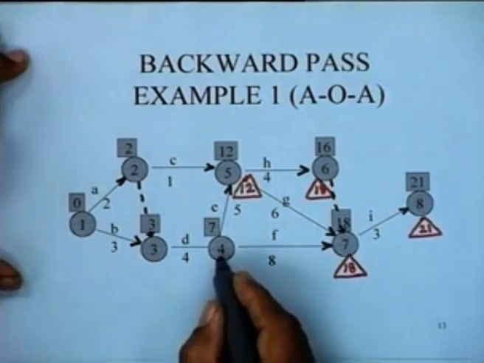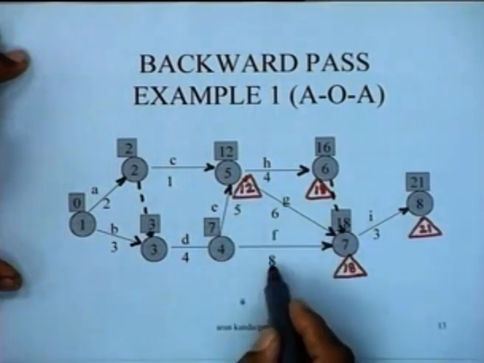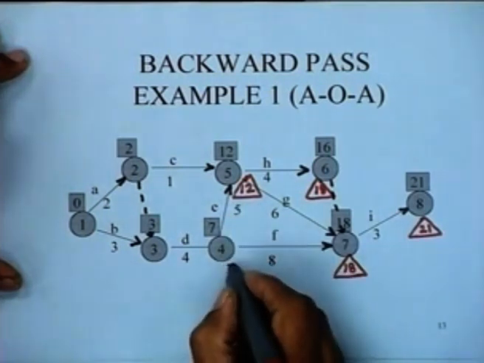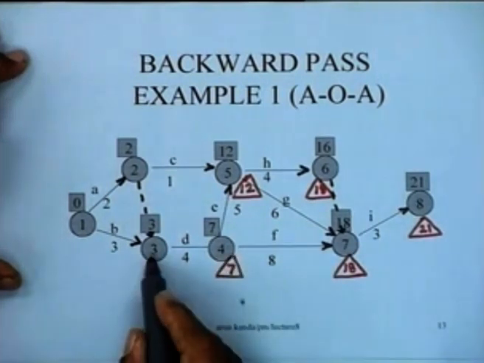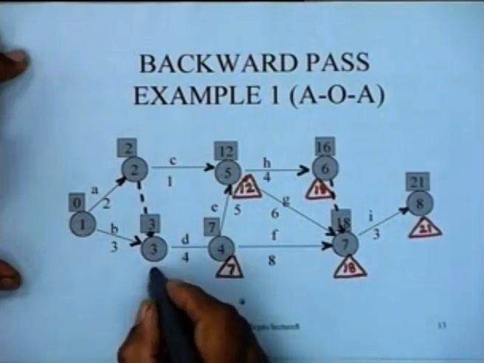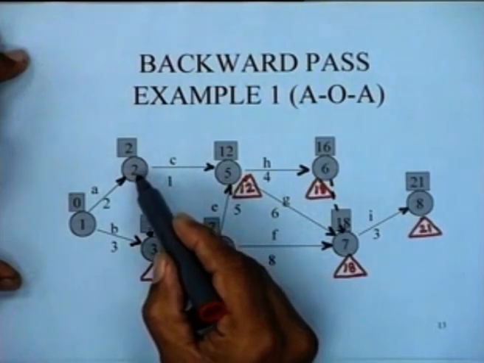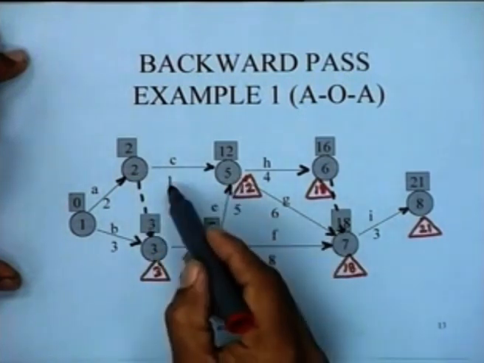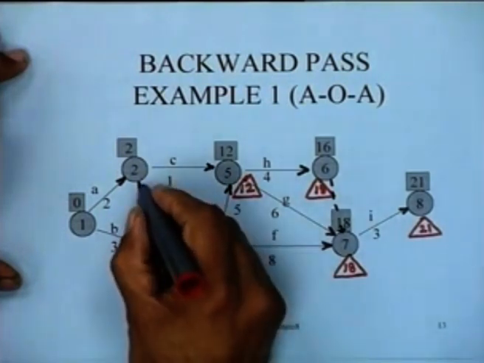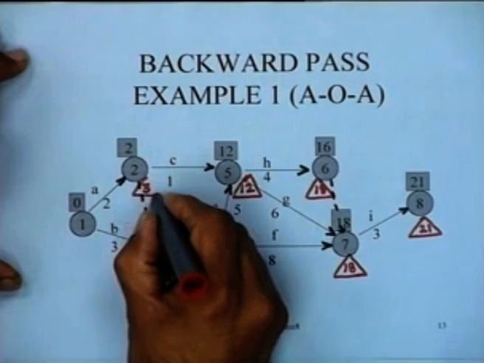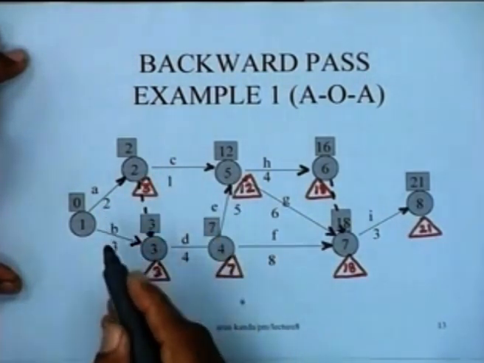Look at node 4. Node 4 would have 12 minus 5 is 7 and 18 minus 8 is 10. The minimum of the two is 7. So I have 7 listed here. Let's now take node 3. 7 minus 4 is 3, and as far as node 2 is concerned, it has two successors. So I have to do 12 minus 1, which is 11, and 3 minus 0, which is 3. So this particular node value is going to be 3, and ultimately 3 minus 2, which is 1, and 3 minus 3, which is 0.